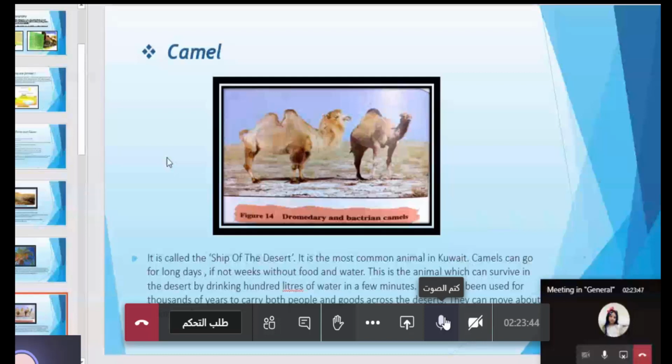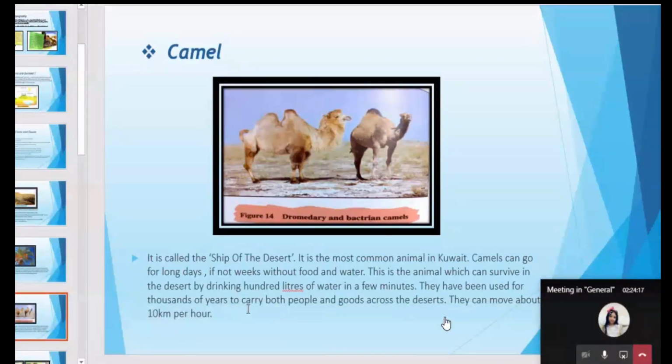Now, this is the animal which survives in the desert, children. No other animals can survive, but the camel surely can, because it can live without food and water for many days or for weeks. That is why this animal can survive in the desert. They have been used for thousands of years to carry both people and goods across the desert. They can move about 10 kilometers per hour. Every hour they can travel 10 kilometers.